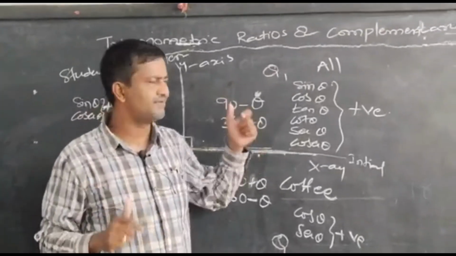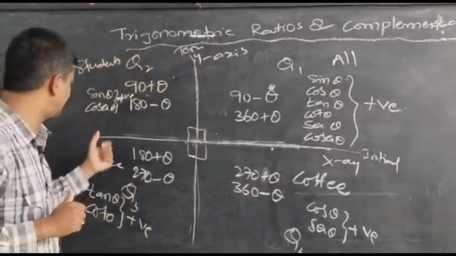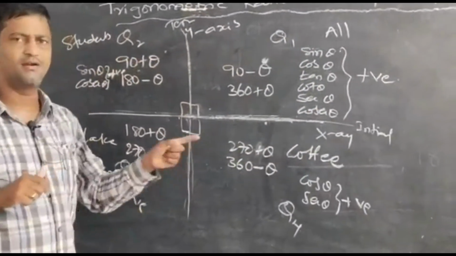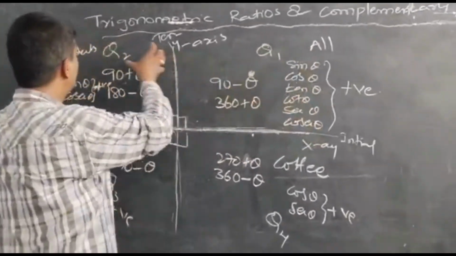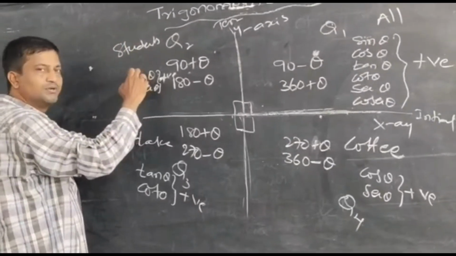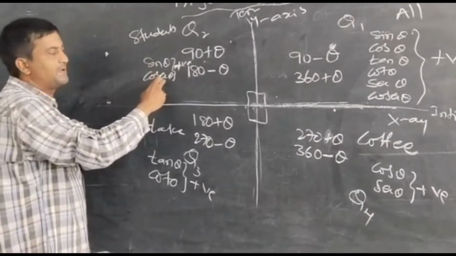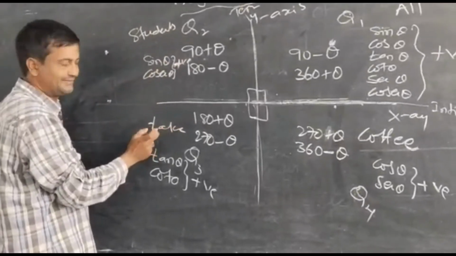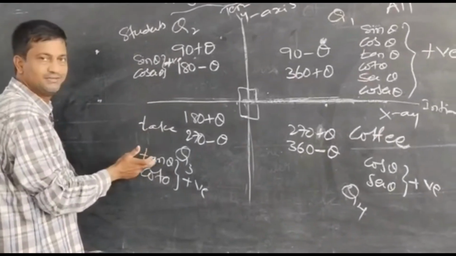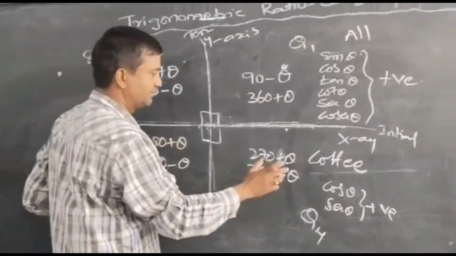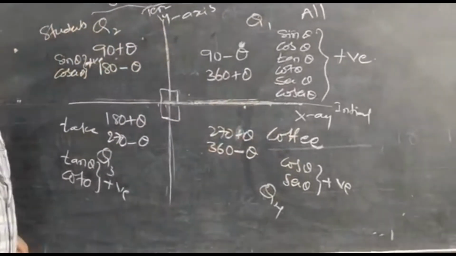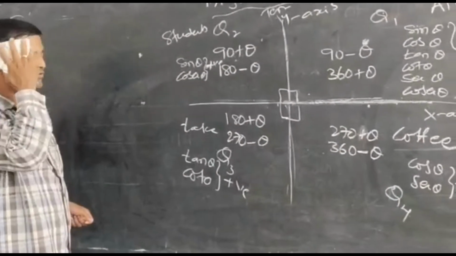Using this one: in our class all the students take coffee. All students take coffee. All are positive. Students starts with S. Which ratio starts with S? Sine. What is the reciprocal of sine? Cosec. They are positive, rest are negative. Take, T for tan, and its reciprocal cot are positive, rest are negative. Coffee, cos: cos and its reciprocal secant are positive, rest are negative in the fourth quadrant.